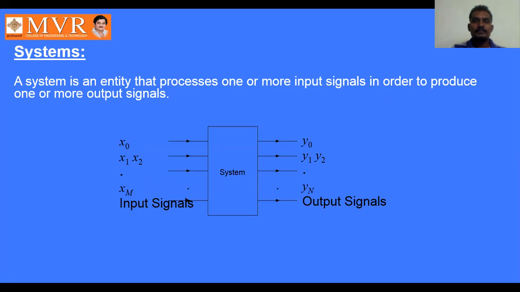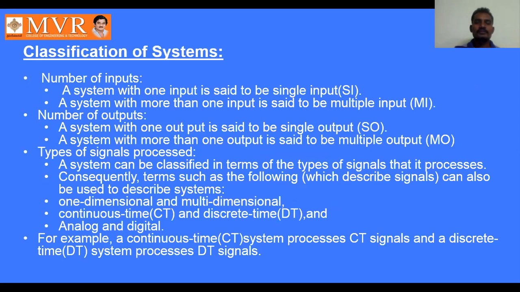System is an entity that processes one or more input signals in order to produce one or more output signals. Here m number of input signals are there, like x0, x1, x2 up to xm, and y0, y1, y2 up to yn are the output signals. So it will take these m inputs, process them, and give n outputs. This is the definition of the system. Next, the classification of our systems.